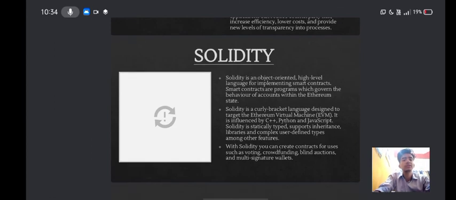Now let's see what Solidity is, the language in which we will be working further for smart contract development. Solidity is an object-oriented, high-level language for implementing smart contracts, and smart contracts are programs which govern the behavior of accounts within the Ethereum state, as we learned in the earlier slide. Solidity is a curly-bracket language designed to target the Ethereum Virtual Machine, the EVM, and it is influenced by C++, Python, and JavaScript. Solidity is statically typed, supports inheritance, libraries, and complex user-defined types, among other features. With Solidity we can create smart contracts, and we can work on Ethereum blockchain development.